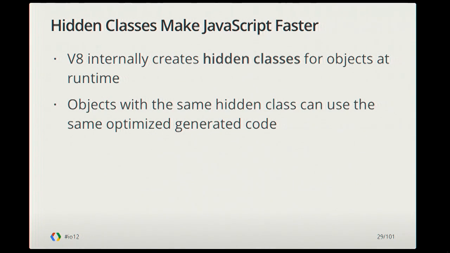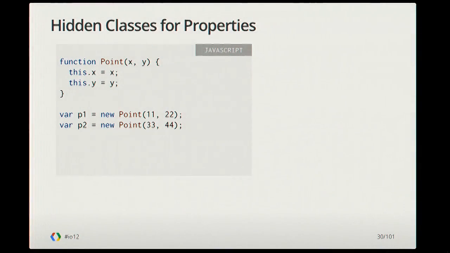And here's a key insight, and this is one that we'll repeat throughout the presentation. Objects with the same hidden class can use the same optimized generated code. And that means if you help teach V8, through the way that you structure your code, which objects have the same hidden class, you can help it to generate optimized code for those cases. I'd like to show you how this works in a very simple example.